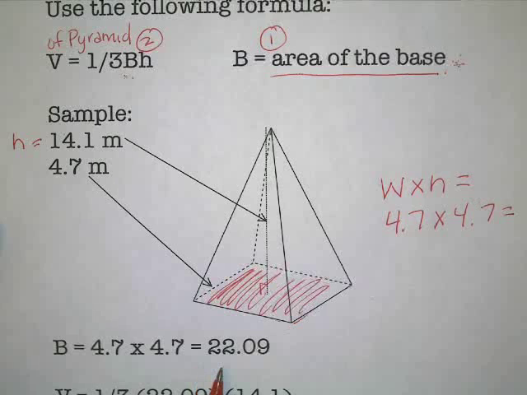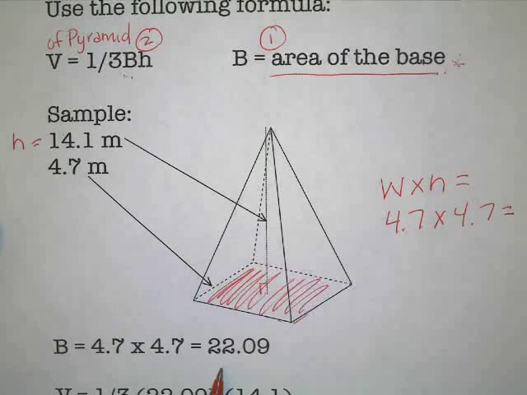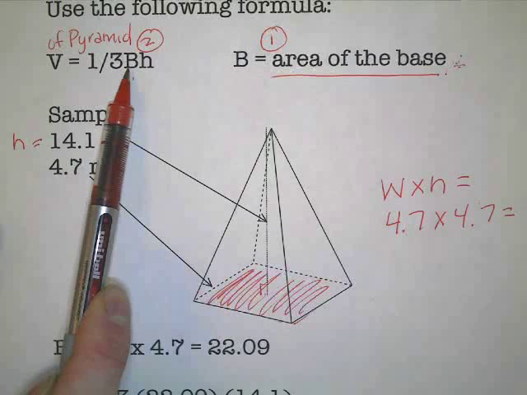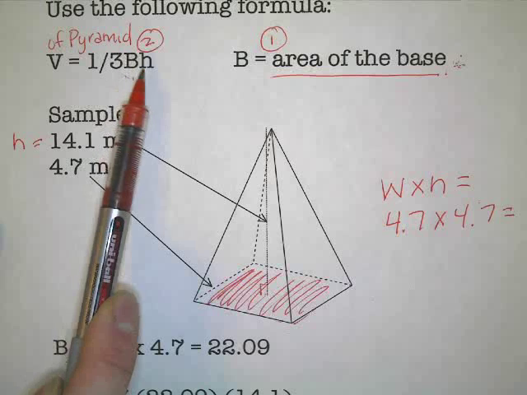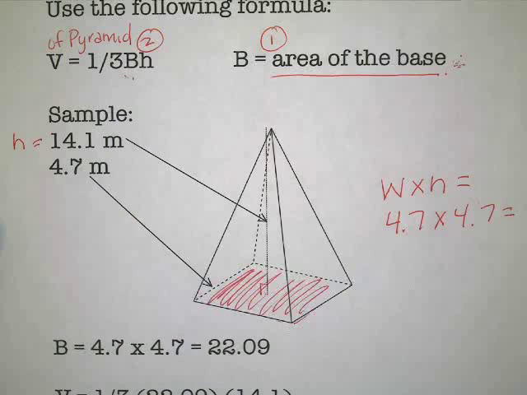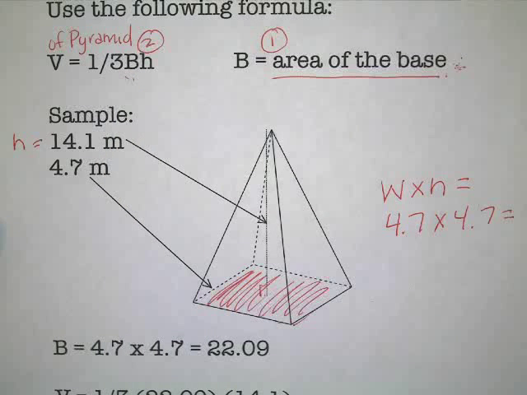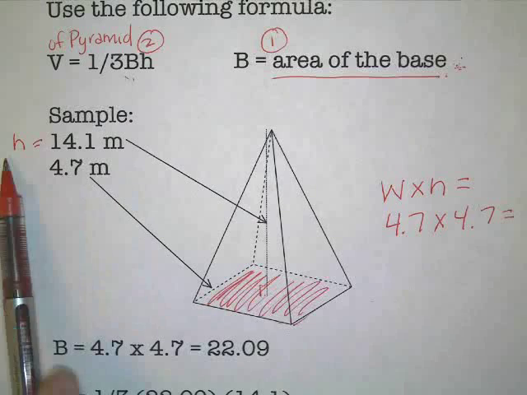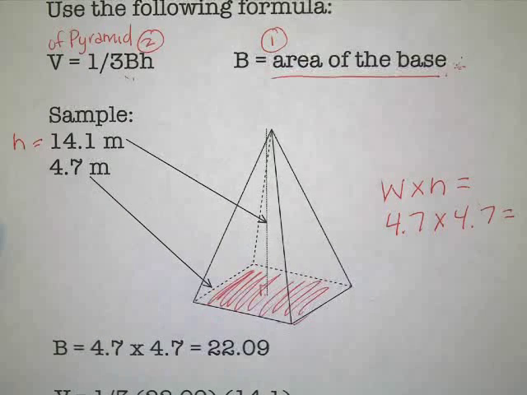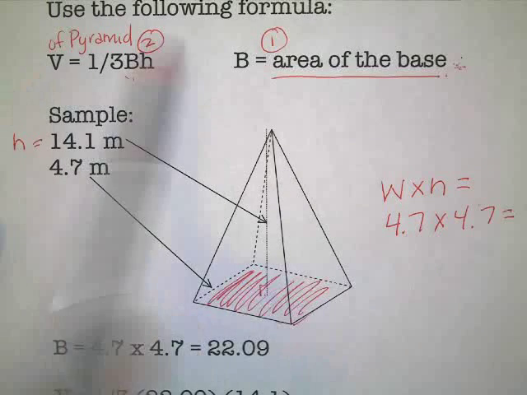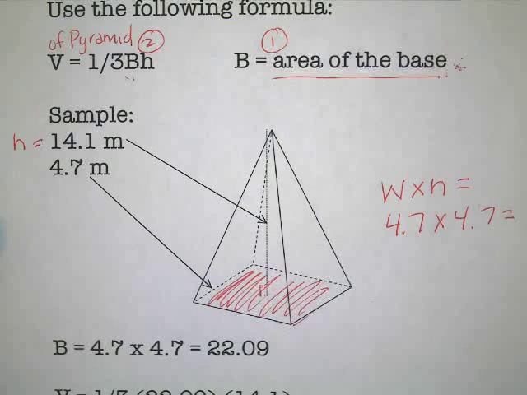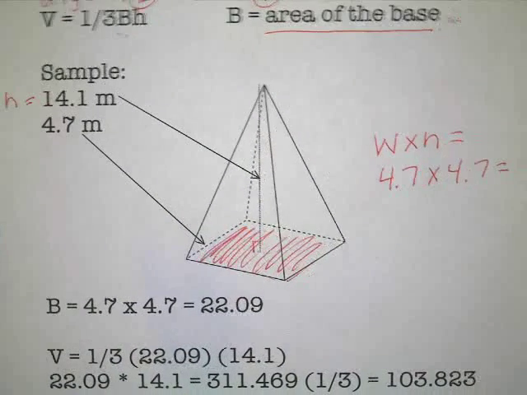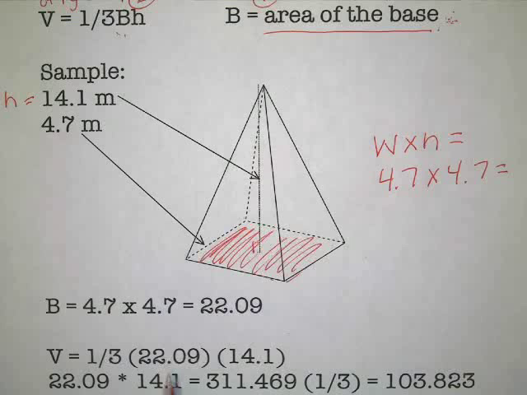So do we know B? What is B equal to? 22.09. So can we plug that in here? Yes. Do we know H? What is H, Katie? See, it says H equals 14.1. So do we know all the parts that we need to find our equation? Yeah? So we can plug it in. 1/3 of 22.09 times 14.1.